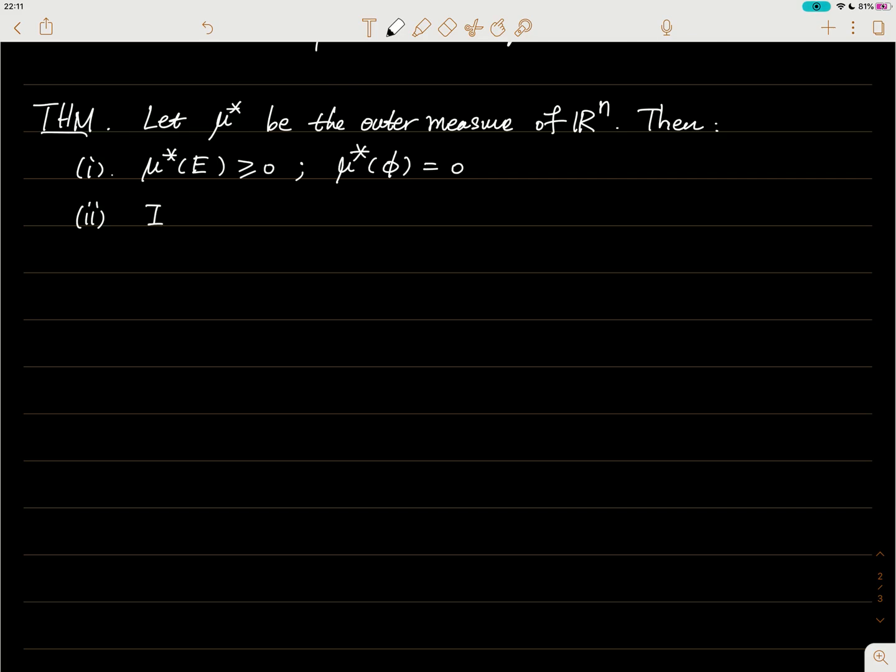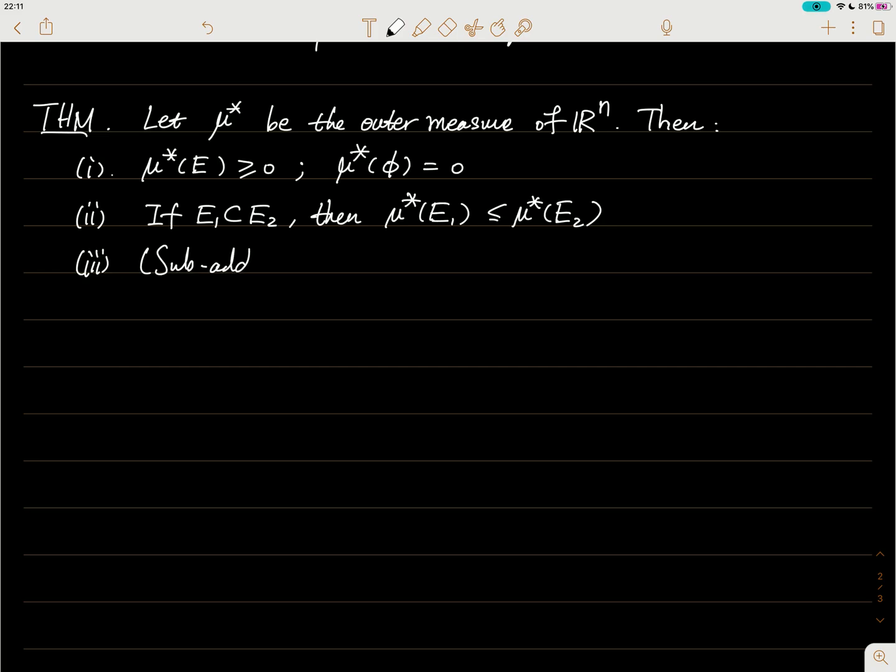The second one is, if E1 is contained in E2, then the outer measure of E1 is less than or equal to the outer measure of E2. The third one is the so-called sub-additivity. What it says is, if you take a countable union of sets, then its outer measure is less than or equal to the sum of the outer measures of the individual ones. So these are the three properties of outer measure that we can easily get.